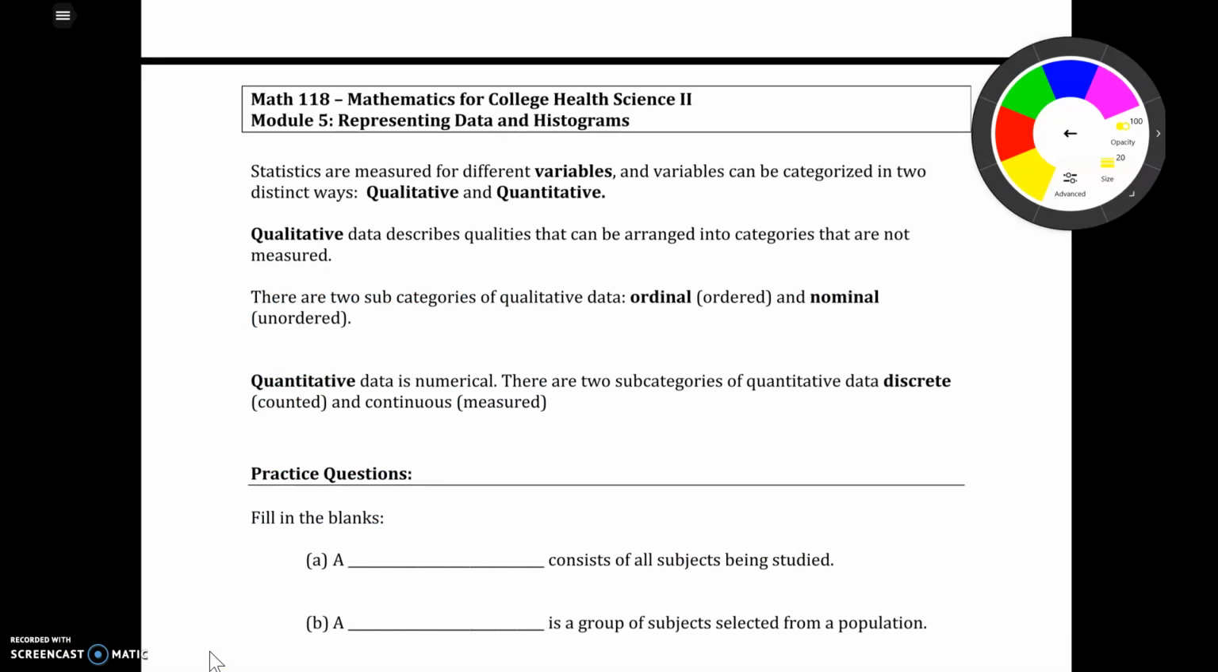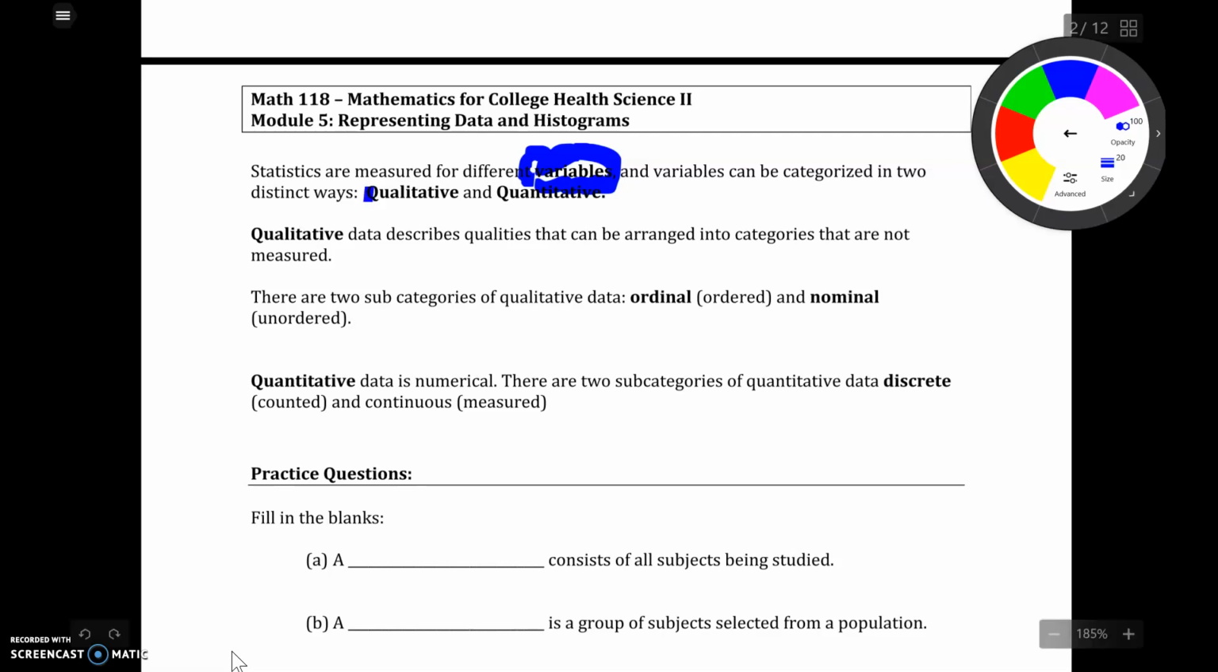So a bit more terminology here. Whatever it is that we're interested in studying is called our variable. Right? So this could be eye color, this could be weight, this could be height, all sorts of things that we might be interested in studying. Those are our different variables, and variables come in different kinds.